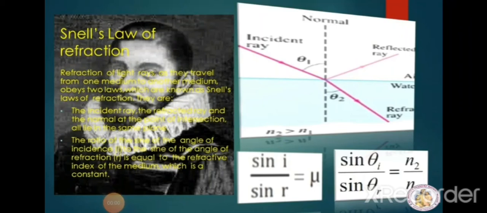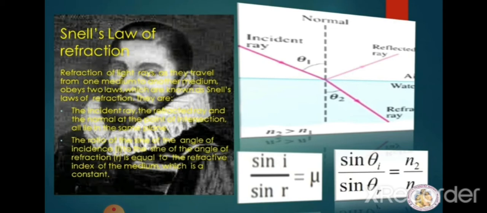Known as Snell's law of refraction. They are: the incident ray, the refracted ray, and the normal at the point of intersection all lie in the same plane. The ratio of the sine of the angle of incidence i to the sine of the angle of refraction r is equal to the refractive index of the medium, which is a constant. So sine i by sine r is equal to a constant, denoted by the letter mu.